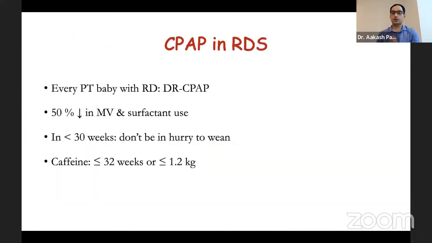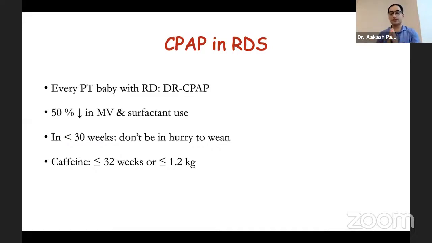Now, the first and foremost indication of CPAP is RDS. We often have preterm babies starting respiratory distress in the delivery room itself. And it is good to use CPAP right there in the delivery room with the help of a T-piece. Remember that CPAP decreases the need for mechanical ventilation and the need for surfactant by 50%. Therefore, all preterm babies who have respiratory distress should be started on delivery room CPAP as early as possible.